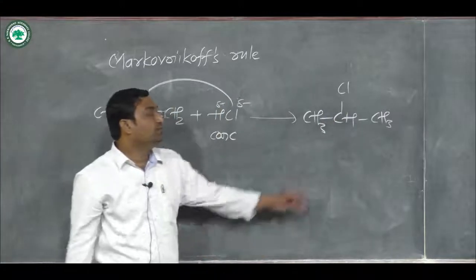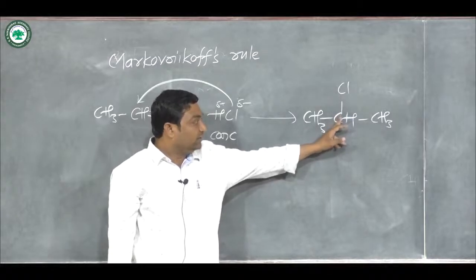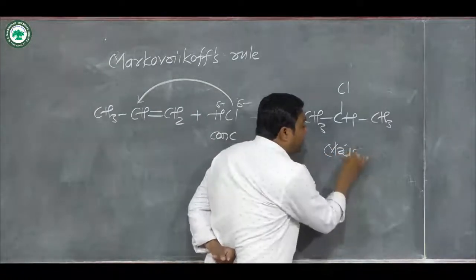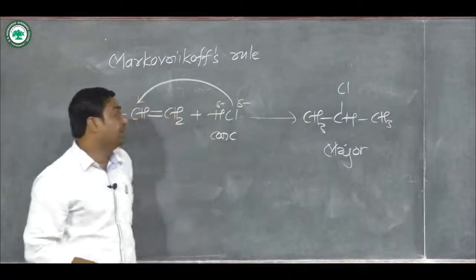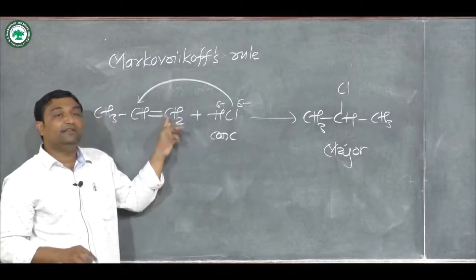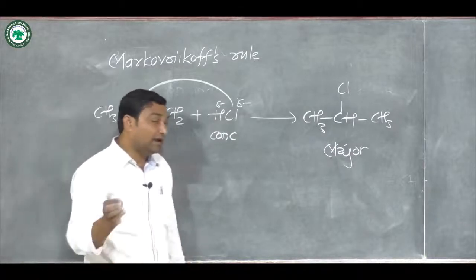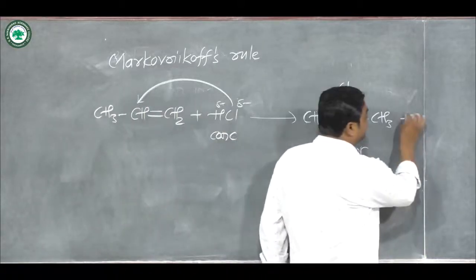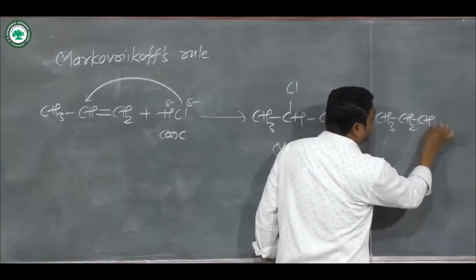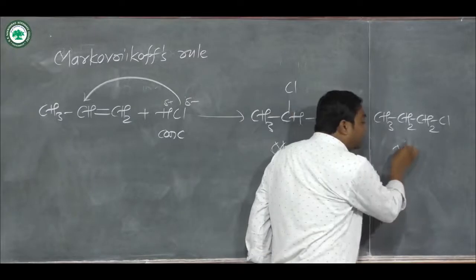this 2-propyl chloride will be our product, which will be obtained to a major extent, whereas in the second case this negative part goes to this carbon atom, which contains more hydrogen, or which is less substituted, to form another product, that is N-propyl chloride. It will be formed to a minor extent.